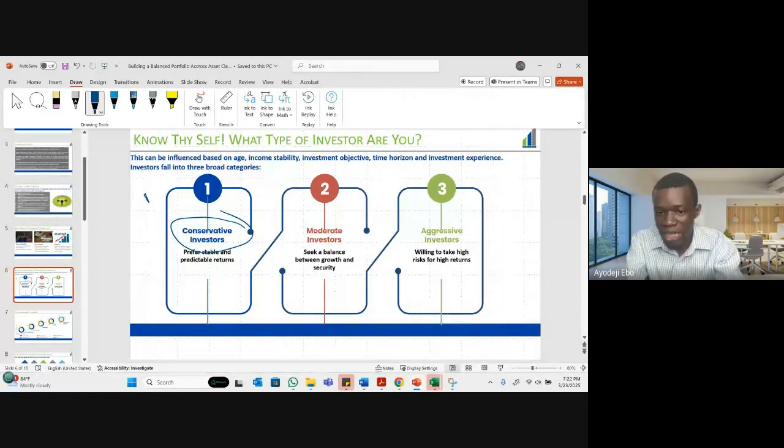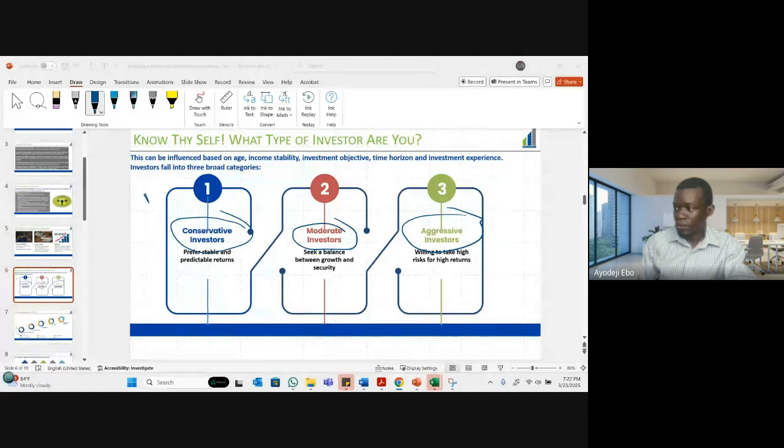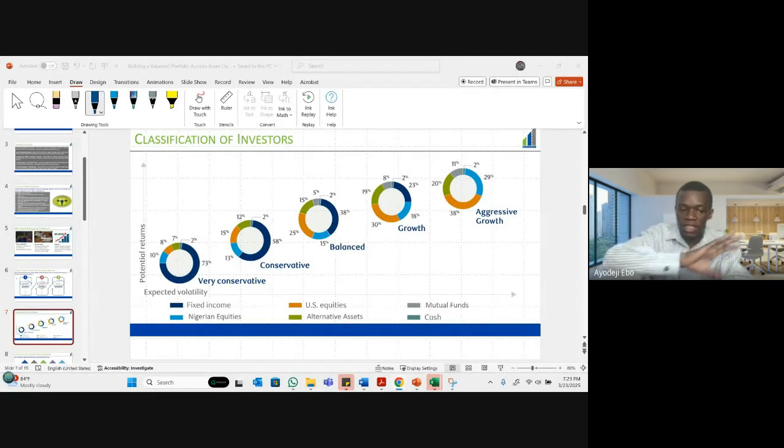You need to be able to classify yourself. Where do you belong? That's really very key. For some classifications, you have very conservative, you have conservative, balanced, you have growth, aggressive. What I'm trying to make you understand here is, understand yourself.